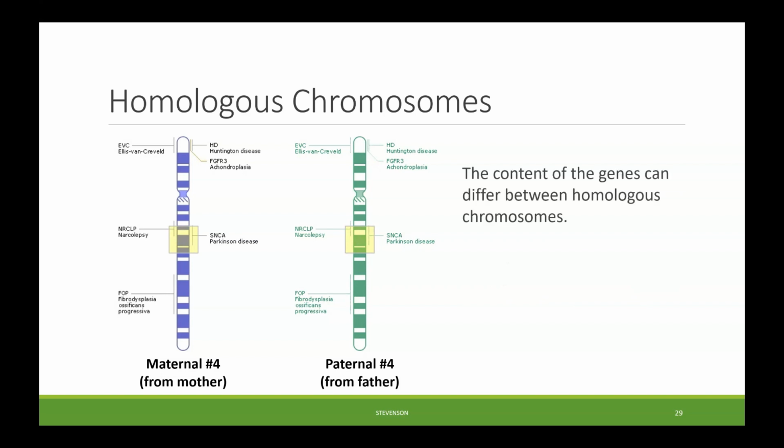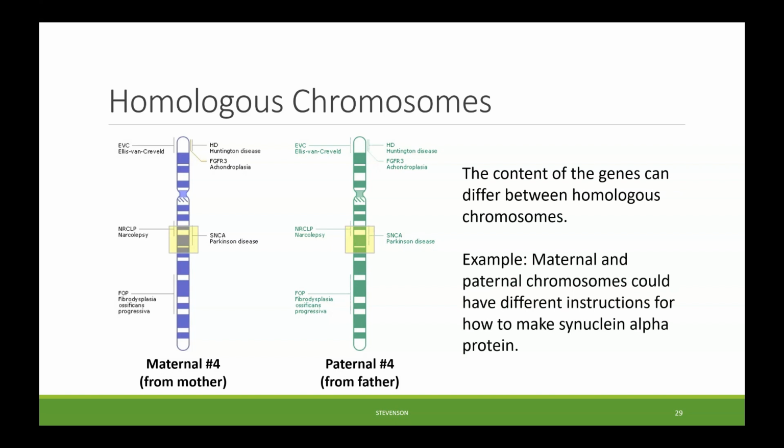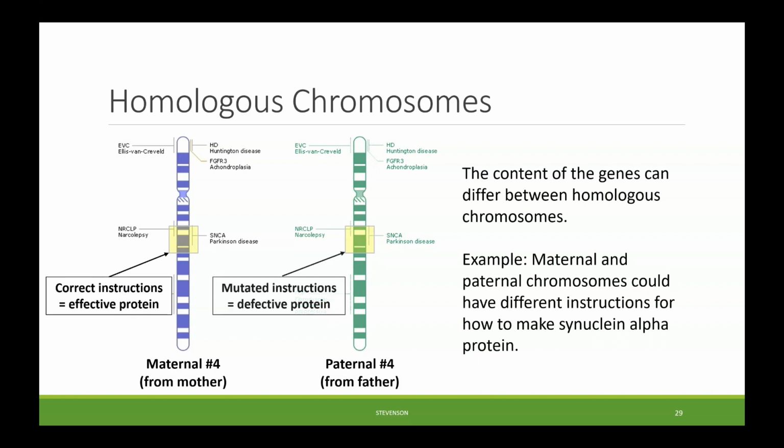For example, let's say that the chromosome number 4 that came from your mother contains the correct instructions for making an effective protein, but the chromosome number 4 you got from your father contains mutated instructions that result in a defective protein. So now your body is partly making the right proteins, but partly not. And this can put you at risk for Parkinson's disease.